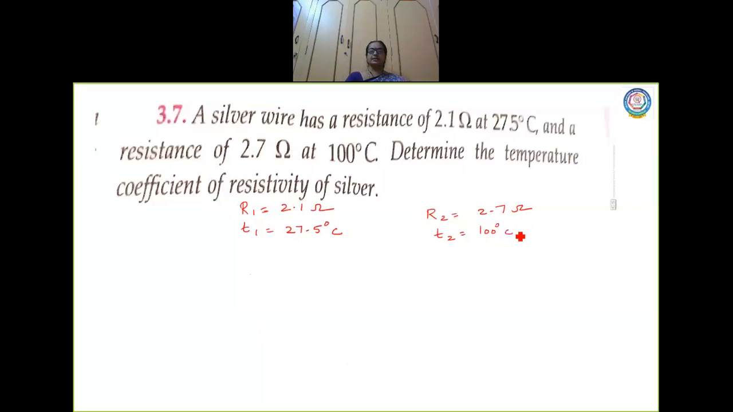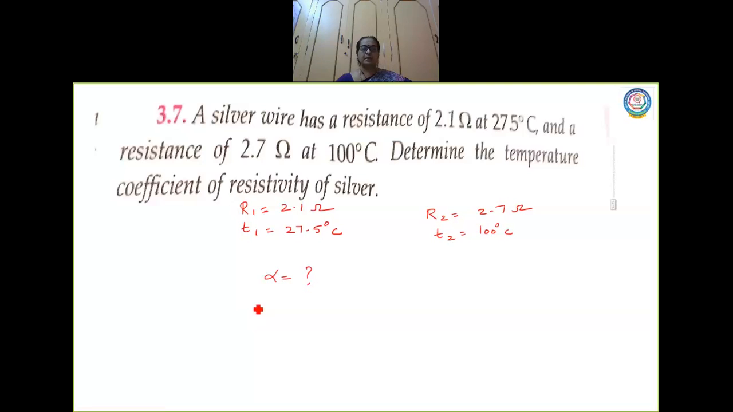Okay, so what is happening here? Temperature is increasing, resistance also increasing. By the values itself we can find out, right? Now you should determine the temperature coefficient of resistivity of silver. So you have to determine the value of alpha.